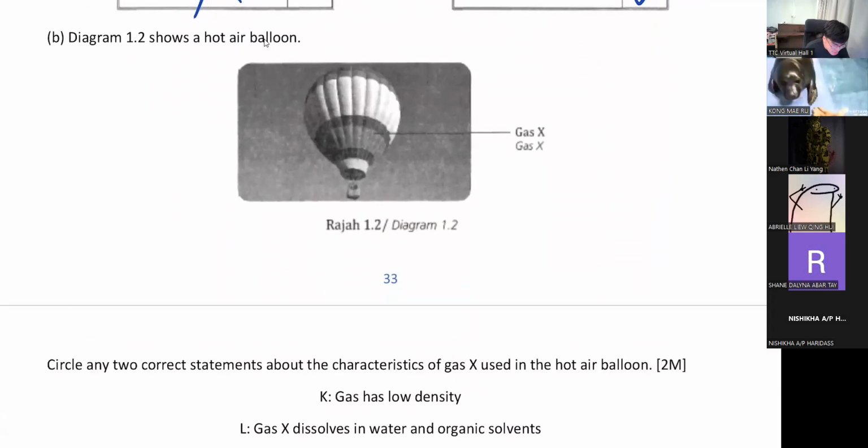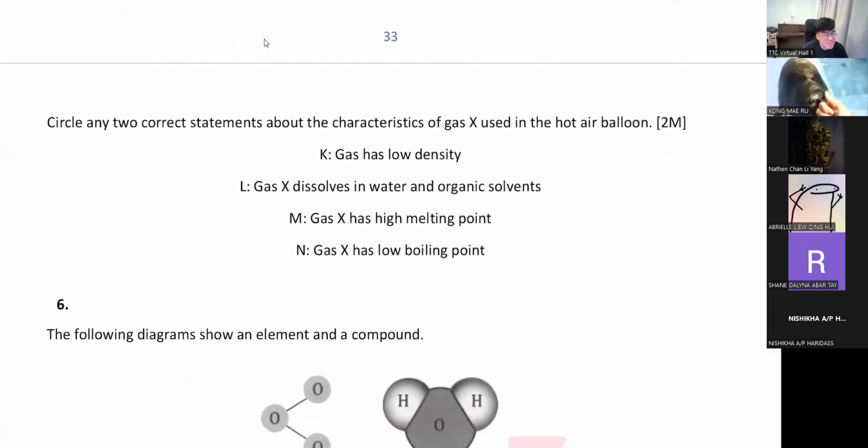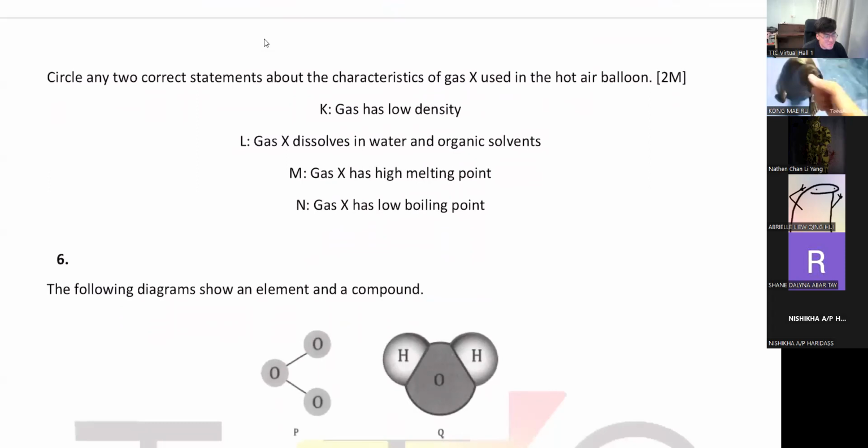Anyway, so hot air balloon. Okay, so what is in your hot air balloon? Helium is in your hot air balloon. So what is the characteristic of gas X? Okay, it has low density. They don't dissolve in water. They have no high melting point. They have low boiling point. Okay, moving on.